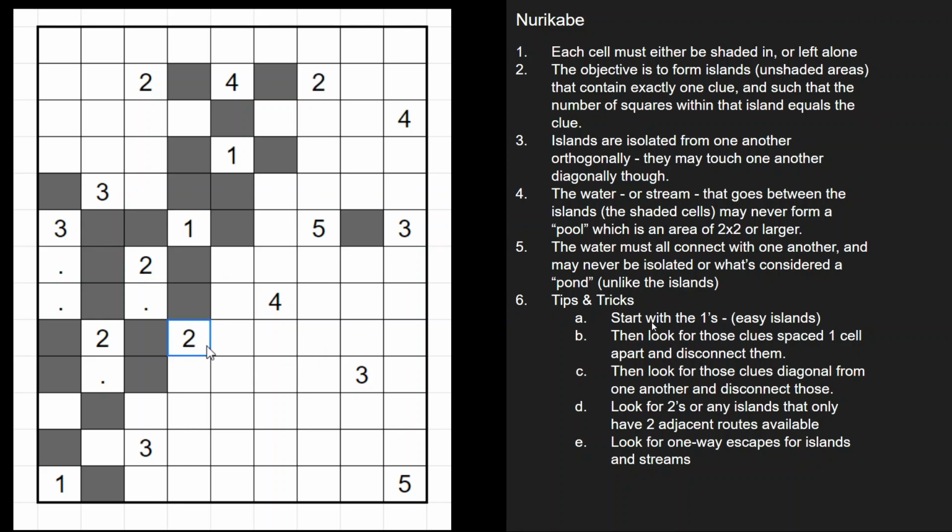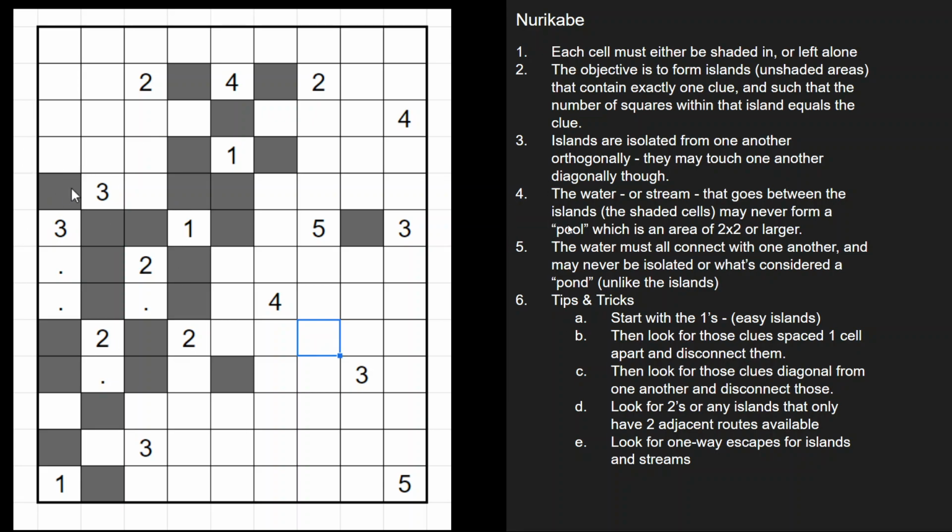So doing good. And now this one we see we can go back to one of our hints that we used earlier, where the 2 only has 2 possible routes. It can go east or it can go south, and either way this cell here is going to have to be shaded in. So there we go. That's a couple of hints.